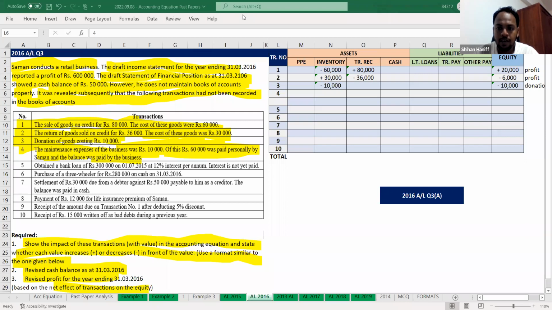There is a question why cash is not reducing when donation is made. This is not a cash donation. This is a donation of goods. So if it is goods, inventory will reduce. If they say just donation or cash donation, then only the cash will reduce. Otherwise, we have to reduce what they have mentioned. The maintenance expense. Okay. Can you tell me how do we record the maintenance expense?